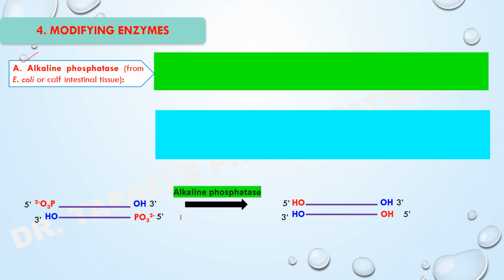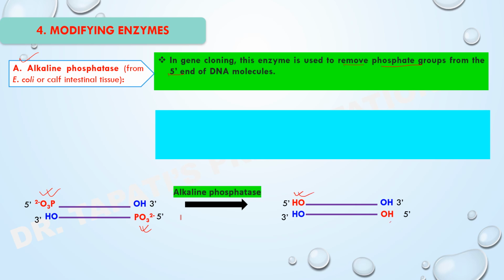alkaline phosphatase, which is obtained from E. coli or calf intestinal tissue. In the gene cloning process, this enzyme is used to remove phosphate groups from the 5' end of DNA molecules. As you know, at the 5' end, a phosphate group is present in the DNA molecule, which is replaced by an OH group at the 5' end of that DNA molecule by the action of alkaline phosphatase. This is also used as a reporter gene for identification of secretion signals.